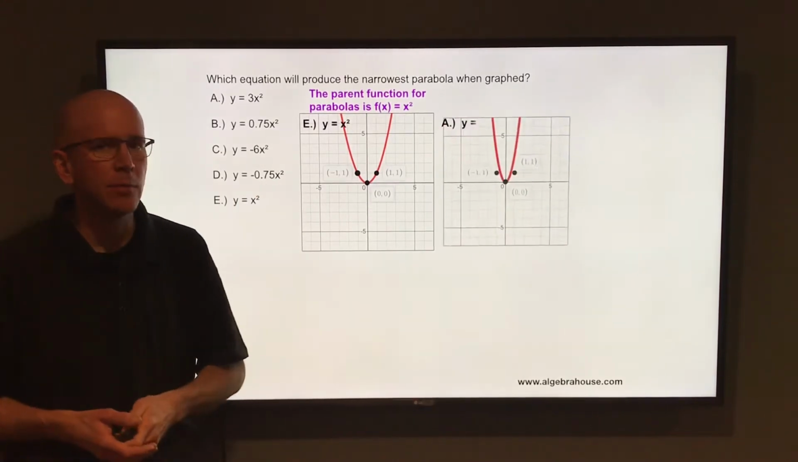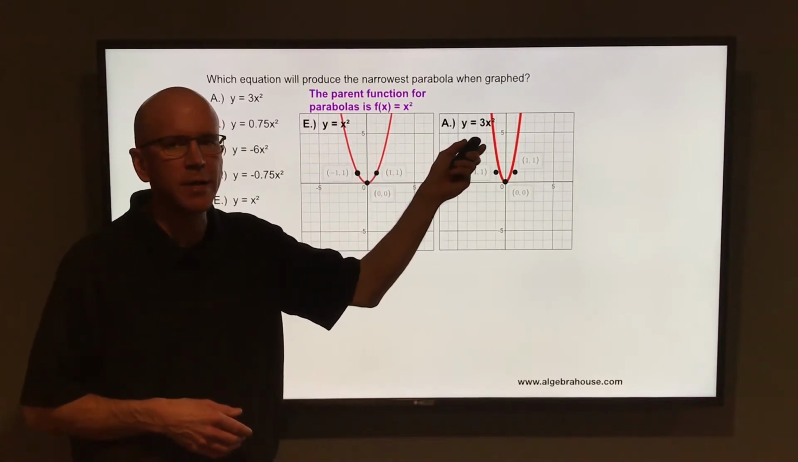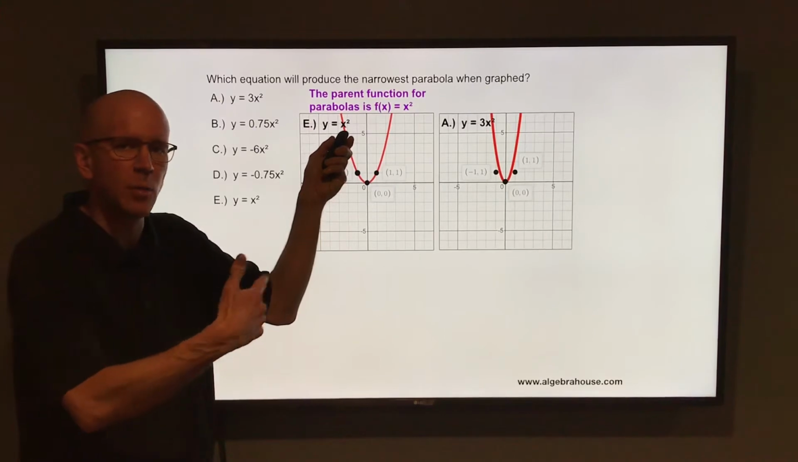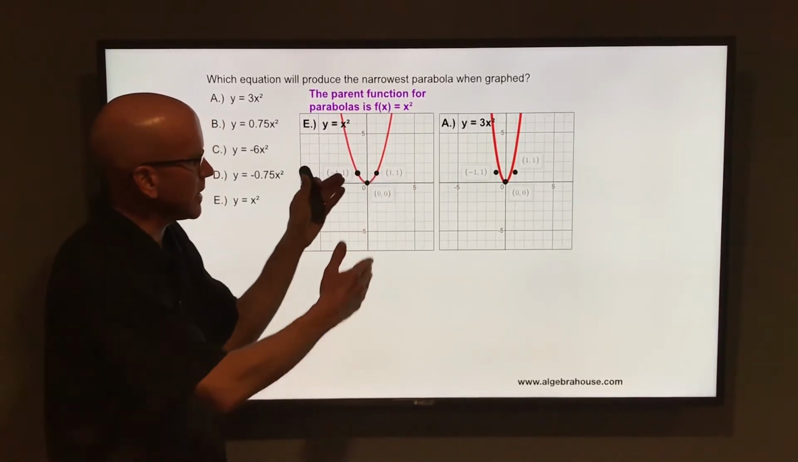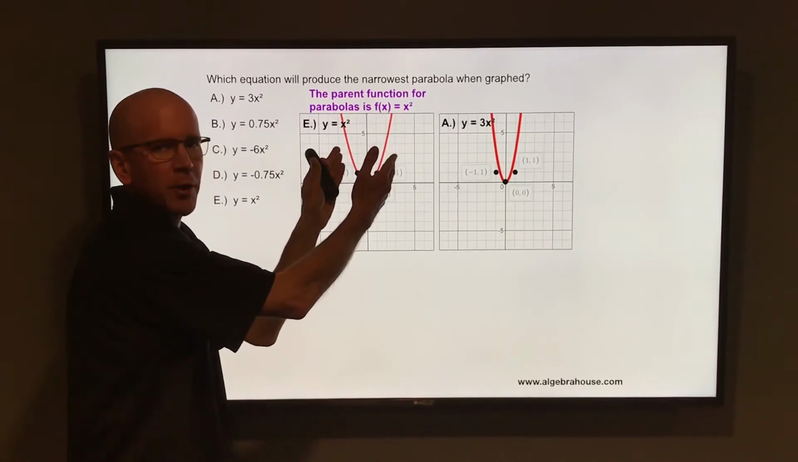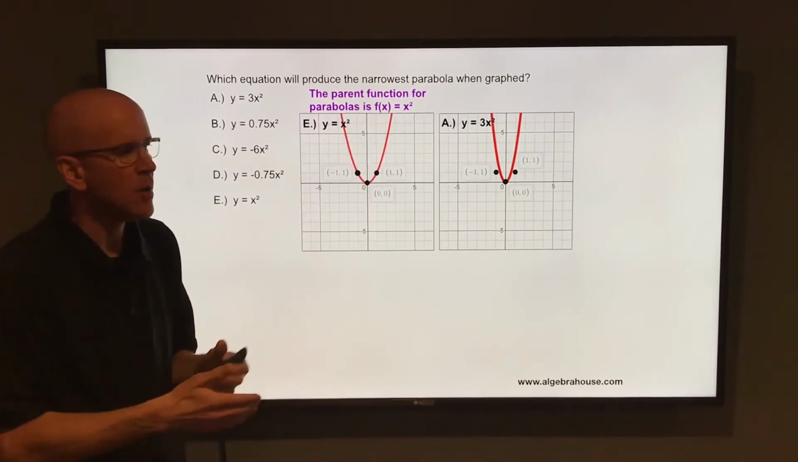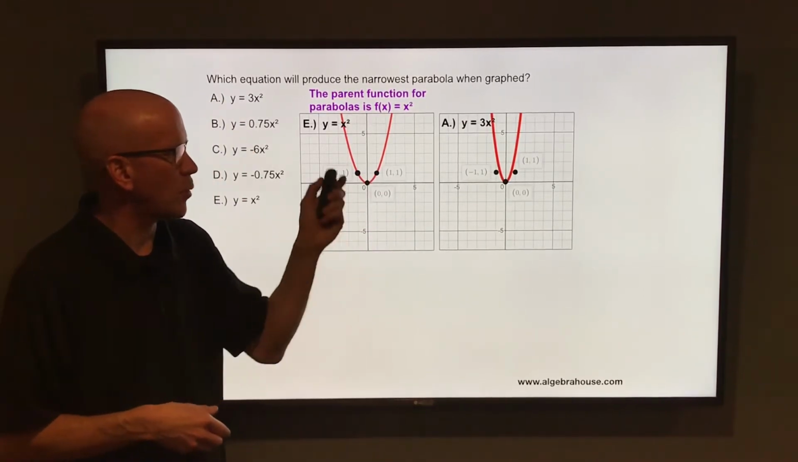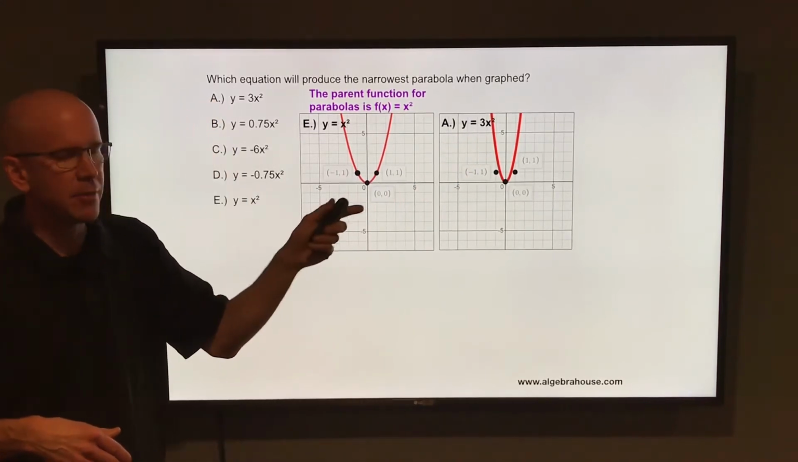Starting with letter A, y equals 3x squared. So when you go from y equals x squared to y equals 3x squared, you're multiplying the y value, which is x squared because y equals x squared, by 3. So take every point on this parent function. If you multiplied the y value by 3, it would stretch away from the x-axis, or narrow that graph up. So a stretch occurs when you multiply the y value by a number greater than 1. But that may not be the narrowest graph.